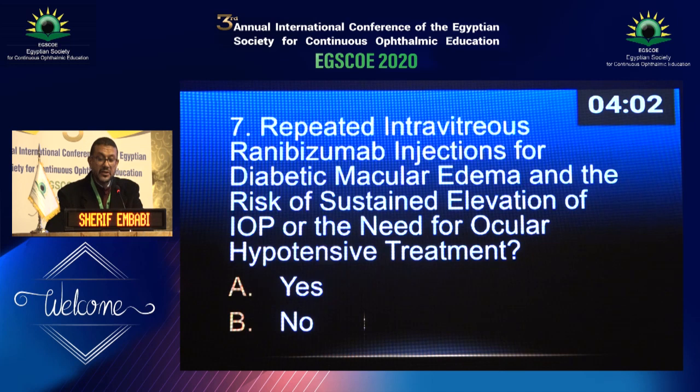What about repeated intravitreal injection of anti-VEGF? Does it affect the intraocular pressure? We always have the notion that steroids only increase the intraocular pressure.